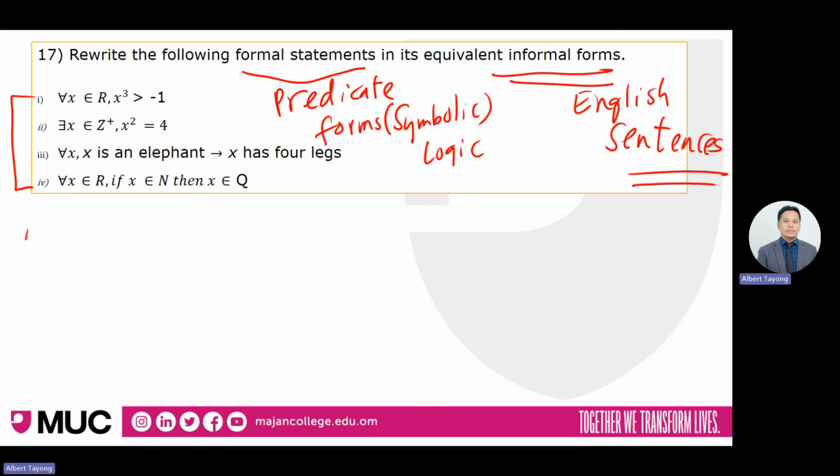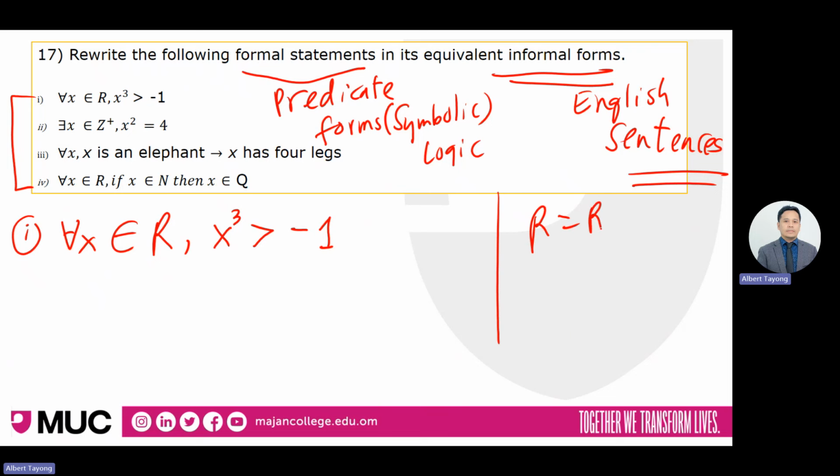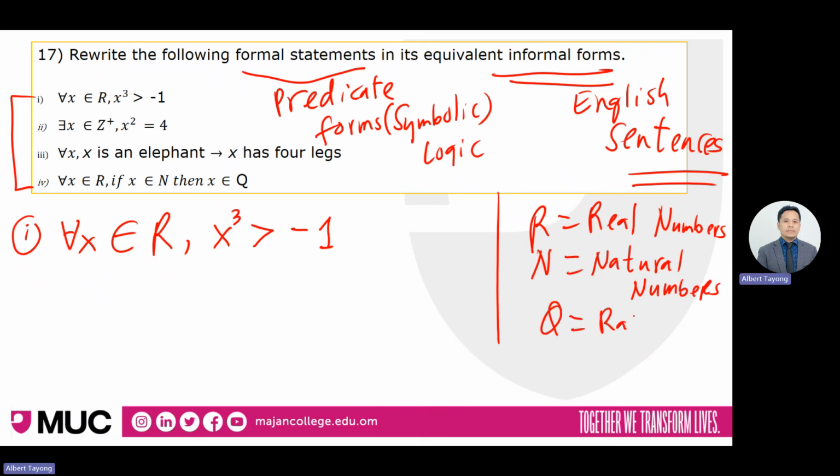The first one here is: for all x, element of R, x cubed is greater than negative 1. So please memorize this. R means the set of all real numbers. N means natural numbers or counting numbers. Q, of course, rational numbers. Z, integers.